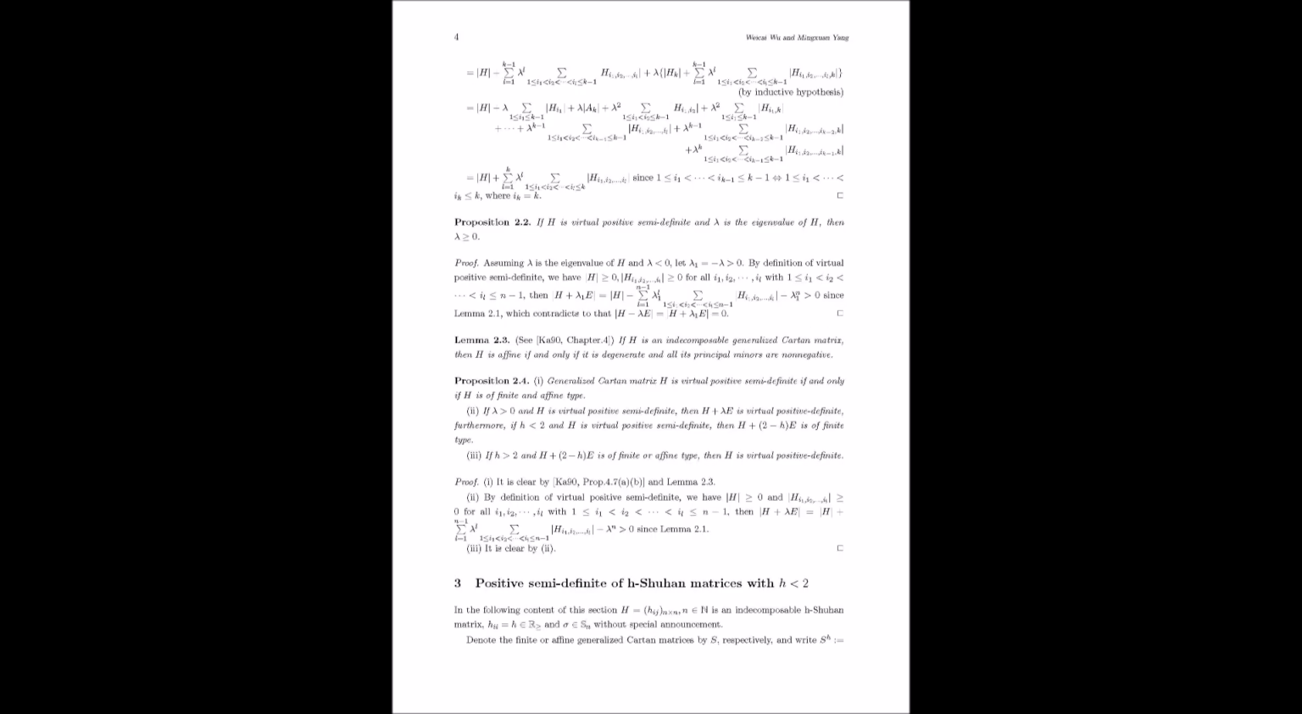I'm starting to see how these lemmas are building towards something bigger. Where do they lead us? They lay the groundwork for Proposition 3.3, which gives us specific conditions for various h-Shuhan matrices to be positive semi-definite, based on the value of h. So it's like we're constructing a toolbox for analyzing these matrices, and each lemma is a new tool. Exactly. And Proposition 3.3 provides those concrete examples you mentioned earlier.